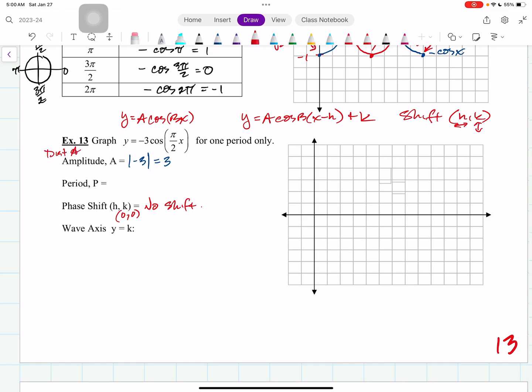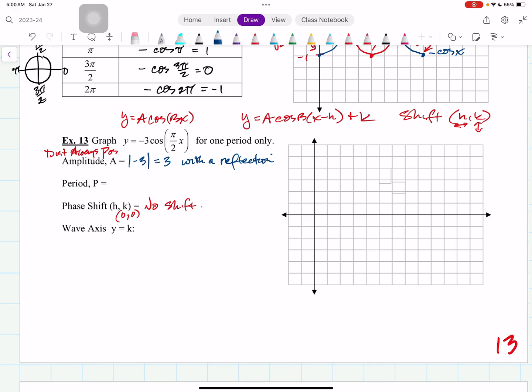Distance is always positive, and that's why we take the absolute value of it. So be careful there. But right here, we have a negative. Now, when a is negative, you have a reflection. So I'm going to say the amplitude is 3 with a reflection.